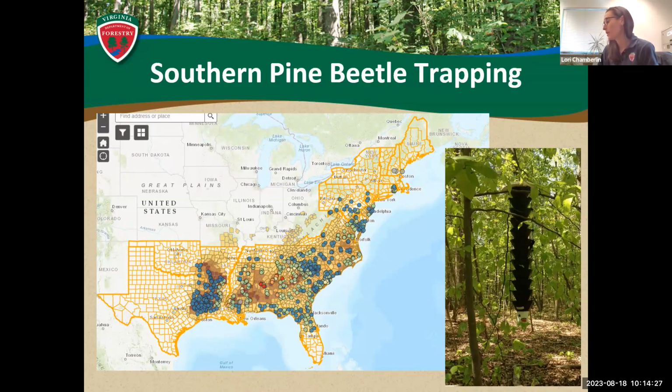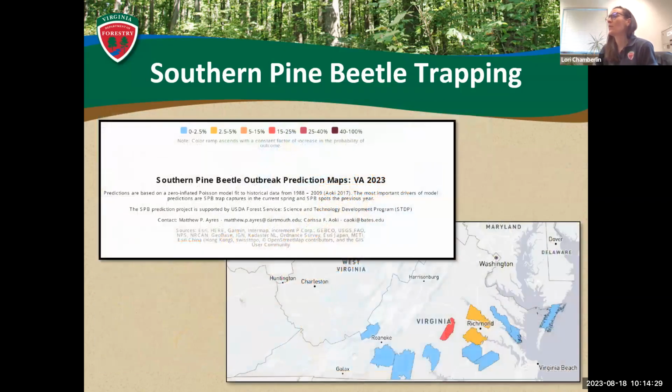So we collect all this data and we put it into a south-wide southern pine beetle prediction portal. And this portal uses a bunch of fancy mathematical formulas to then tell us the probability that a southern pine beetle outbreak will occur in the county that we trapped in. And so this is the data from 2023 based on the results from our trapping efforts this spring. And so all of the counties that are highlighted on this map down here are counties where we put up traps and we collected data.